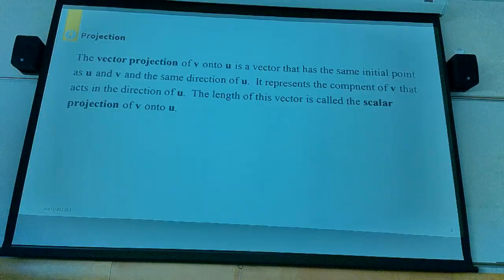Say you have a car parked on an incline. What's the component of gravity acting along the incline? That's the projection. Remember, gravity always acts straight down, but you're now on an incline, so there's a force of gravity acting in the direction of the incline, which is the force you would need to overcome to go up, if we ignore friction. The length of this vector is the scalar projection of v onto u.